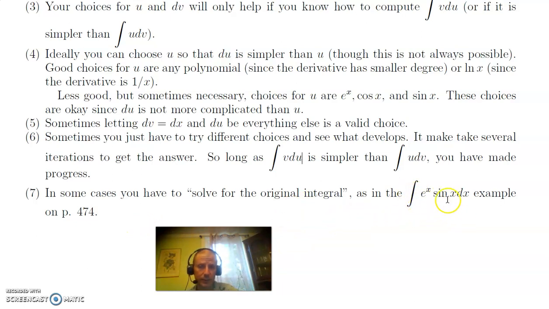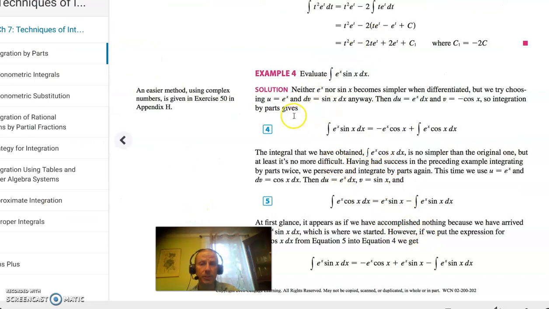So this is never super simple, but the book did do an example of this with the integral of e to the x sine x dx, on page 474. In this example, their first choice was to let u be e to the x and dv be sine x dx. And then after calculating everything, they got that the integral of e to the x sine x dx was minus e to the x cosine x plus the integral of e to the x cosine x dx.